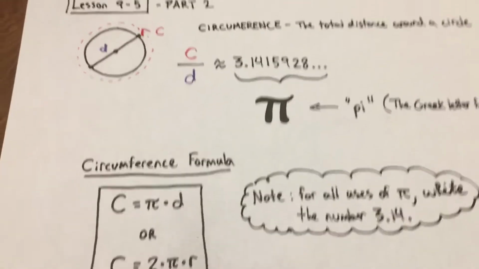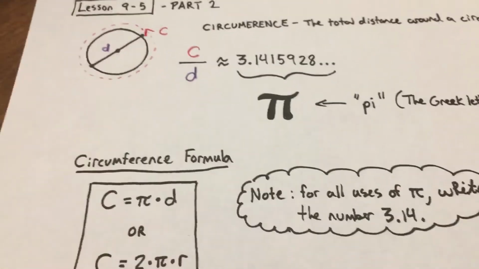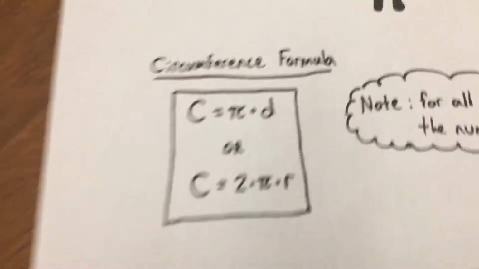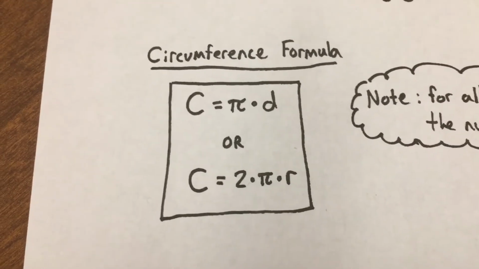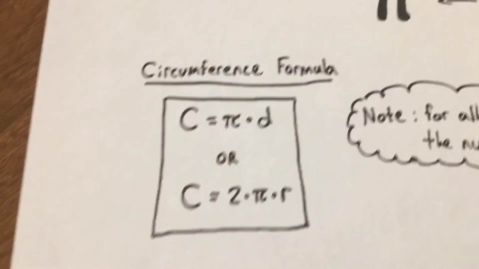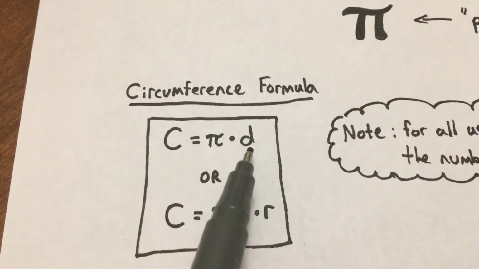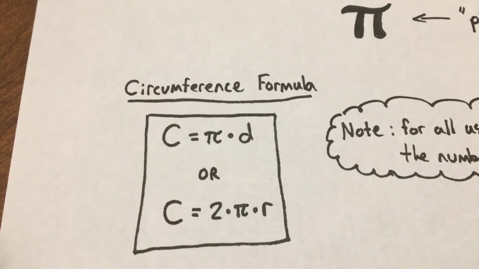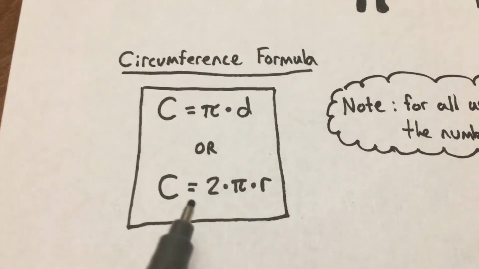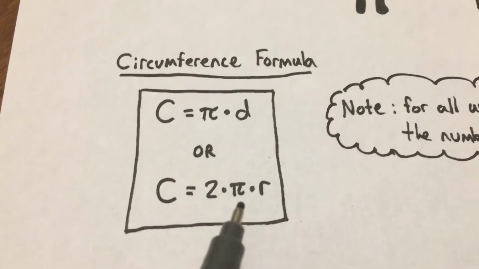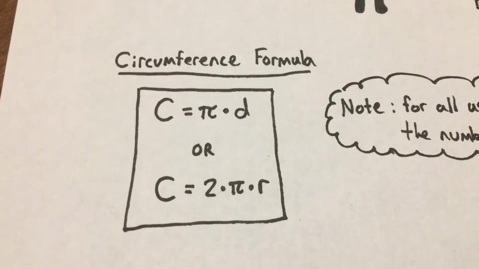So let's talk a little bit, how do we calculate the circumference of any circle? Well, there's actually two different ways that we can go about doing it. The first way to calculate circumference is to take pi and multiply by the diameter of the circle. Or another way you can calculate it is 2 times pi times the radius of the circle.